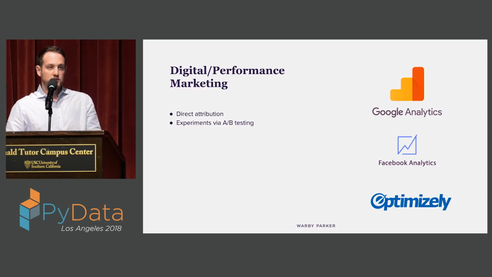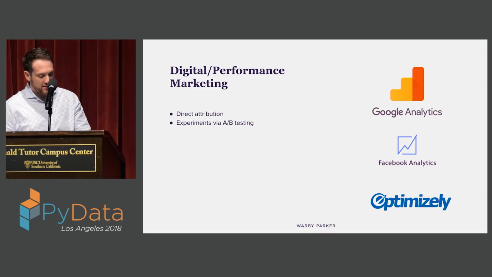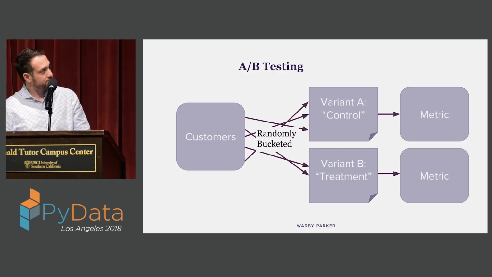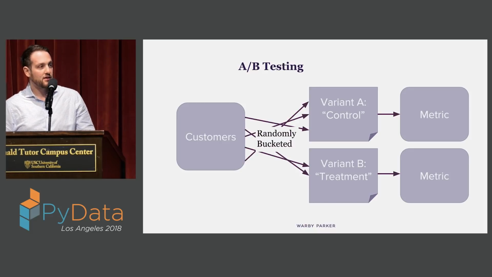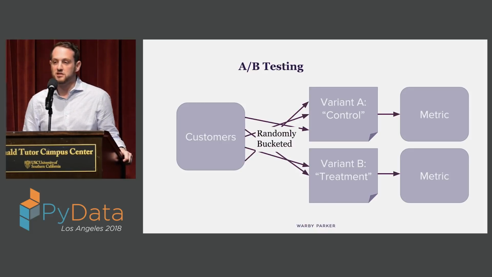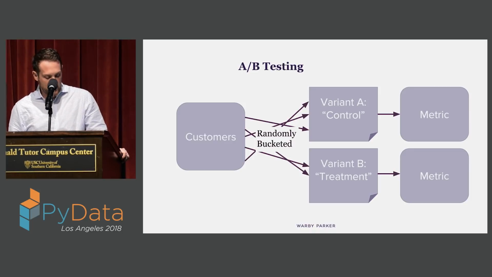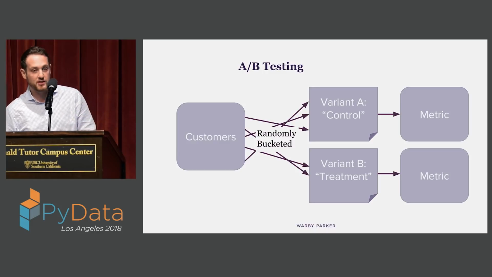One of the core tools that we use here is A/B testing. And this is something that's enabled by this direct attribution. So let's talk about A/B testing. I'm sure that a lot of people here are familiar with it, but I'm just going to give a brief overview. The idea is that we have some population of customers or of individuals, and we randomly bucket them into two or more groups, and those groups could be called treatment and control. And we show them different versions of something, so different versions of our website or of an advertisement.